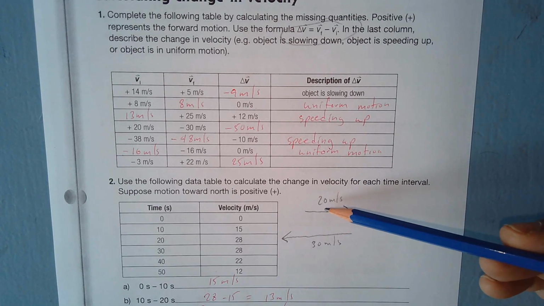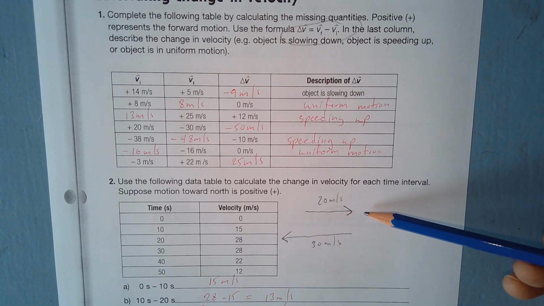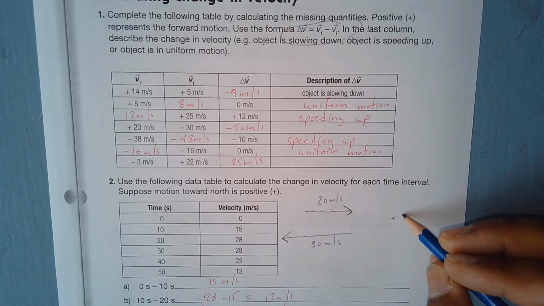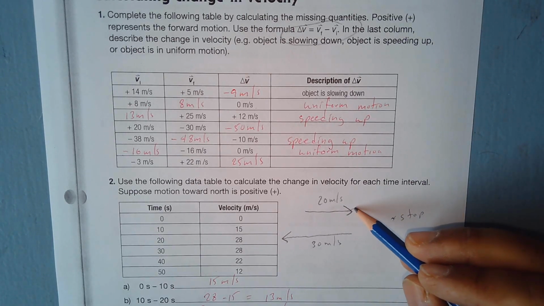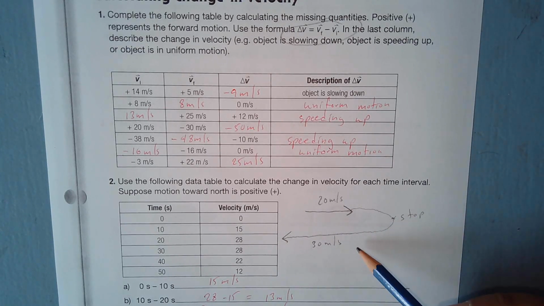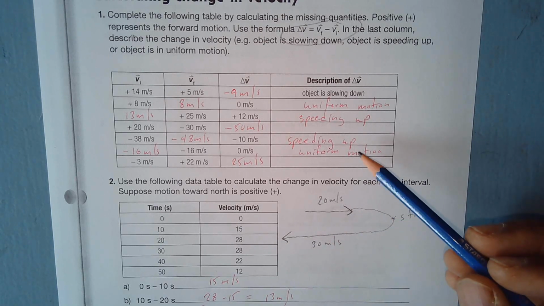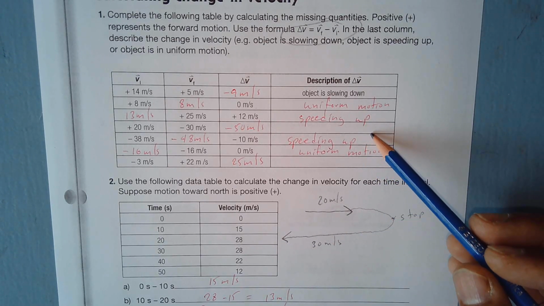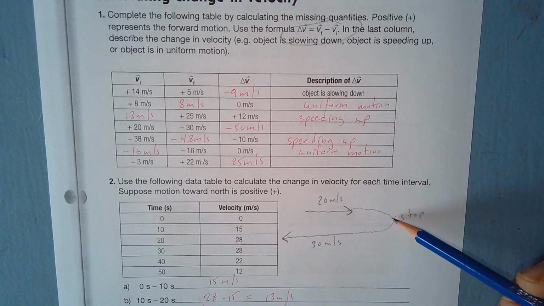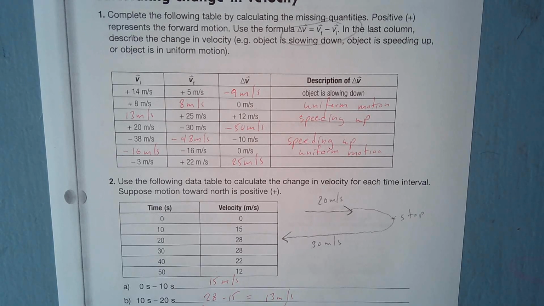So what's happening here is you're slowing down as you're going to the right, and then at some point you stop. Then you turn around, and now you're speeding up in the negative direction. If I were to write this down as a description, I would say your object is slowing down, and then it turns around, and it starts going faster in the negative direction.